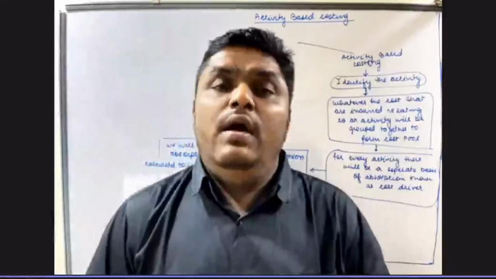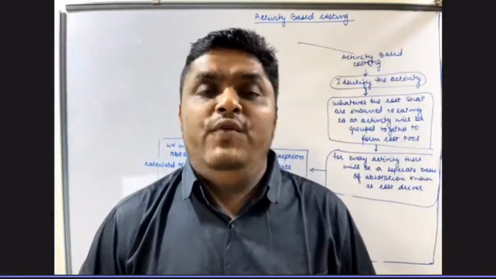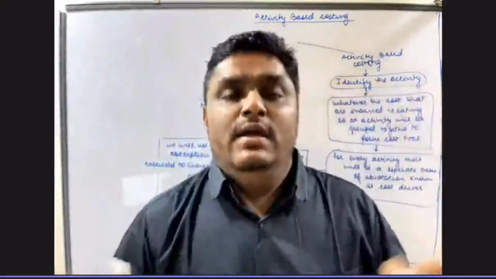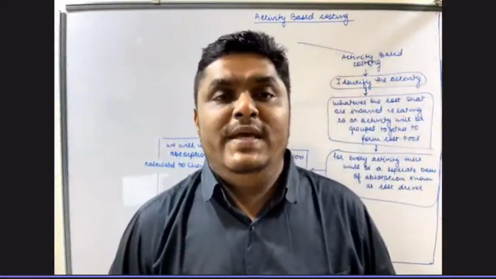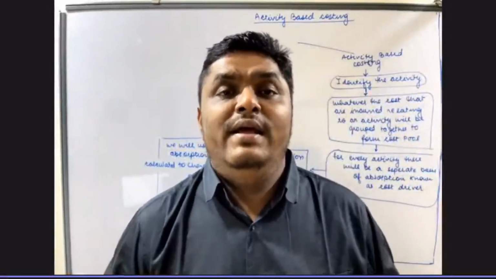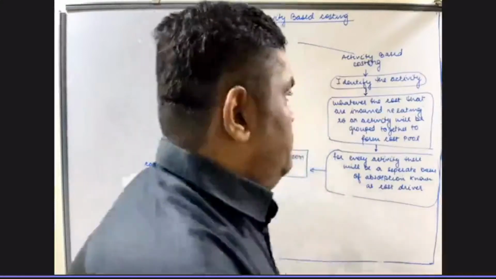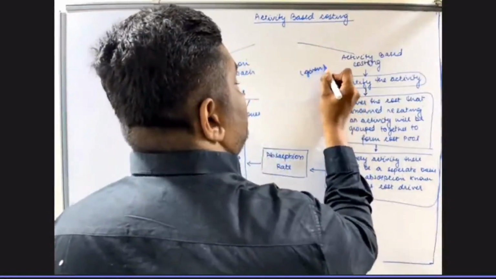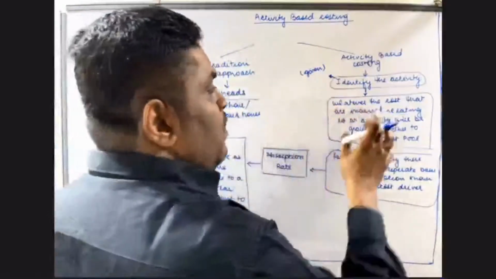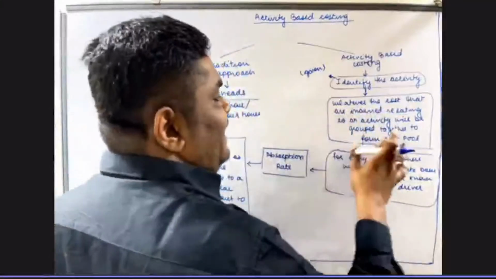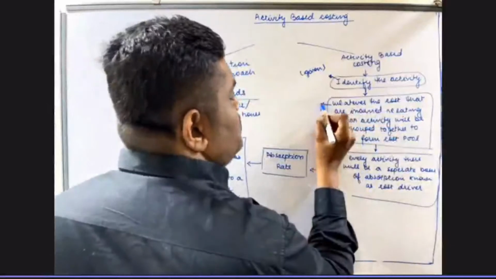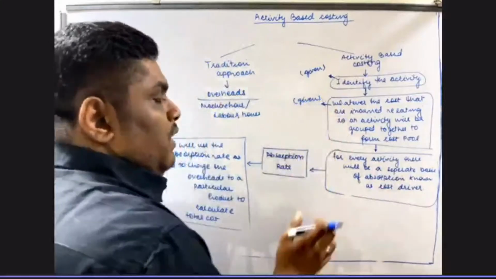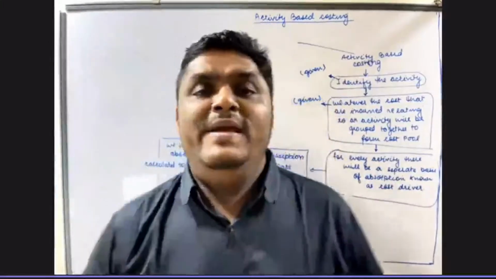Now, from a practical question perspective, the first step is to identify the activities. This information will always be given in the question, that is, what activities you are performing. What all activities are there, that information will always be given in the question. Further, whatever costs are incurred relating to that activity will be grouped together to form a cost pool. This information will also be given in the question. Now, for every activity, there will be a separate driver.